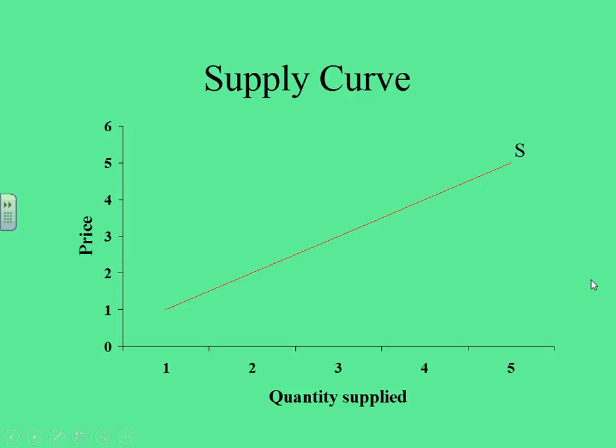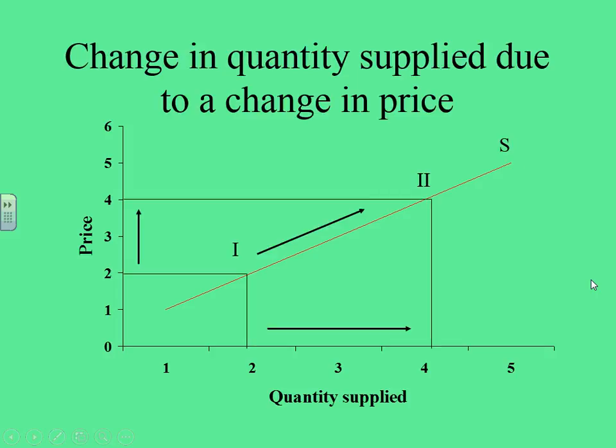So, supply schedule, supply curve. When you're asked to talk about 2 points on the line, point 1 and a movement to point 2, we have had an increase in price, and therefore we had an increase in quantity supplied.